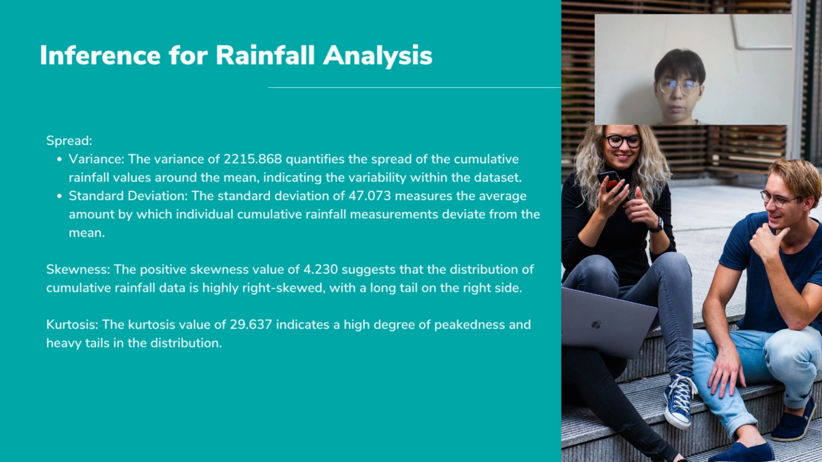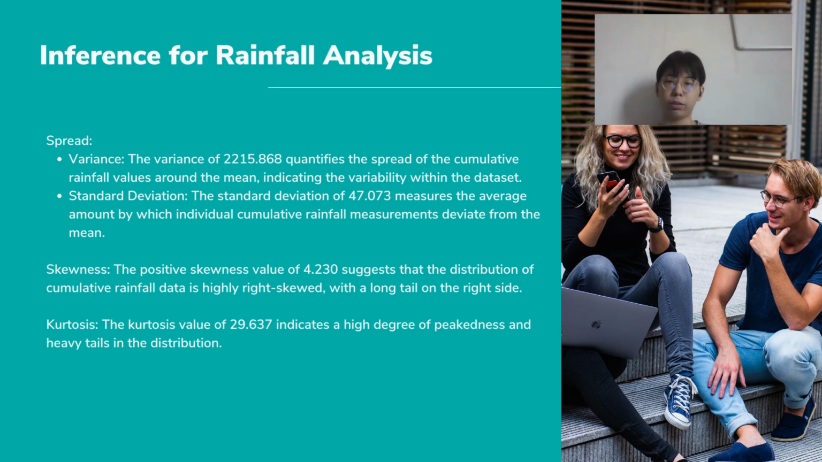The first is the variance. The variance of 2,215 quantifies the spread of the cumulative rainfall values around the mean, indicating the variability within the dataset. The next is the standard deviation. The standard deviation of 47 measures the average amount by which individual cumulative rainfall measurements deviate from the mean.